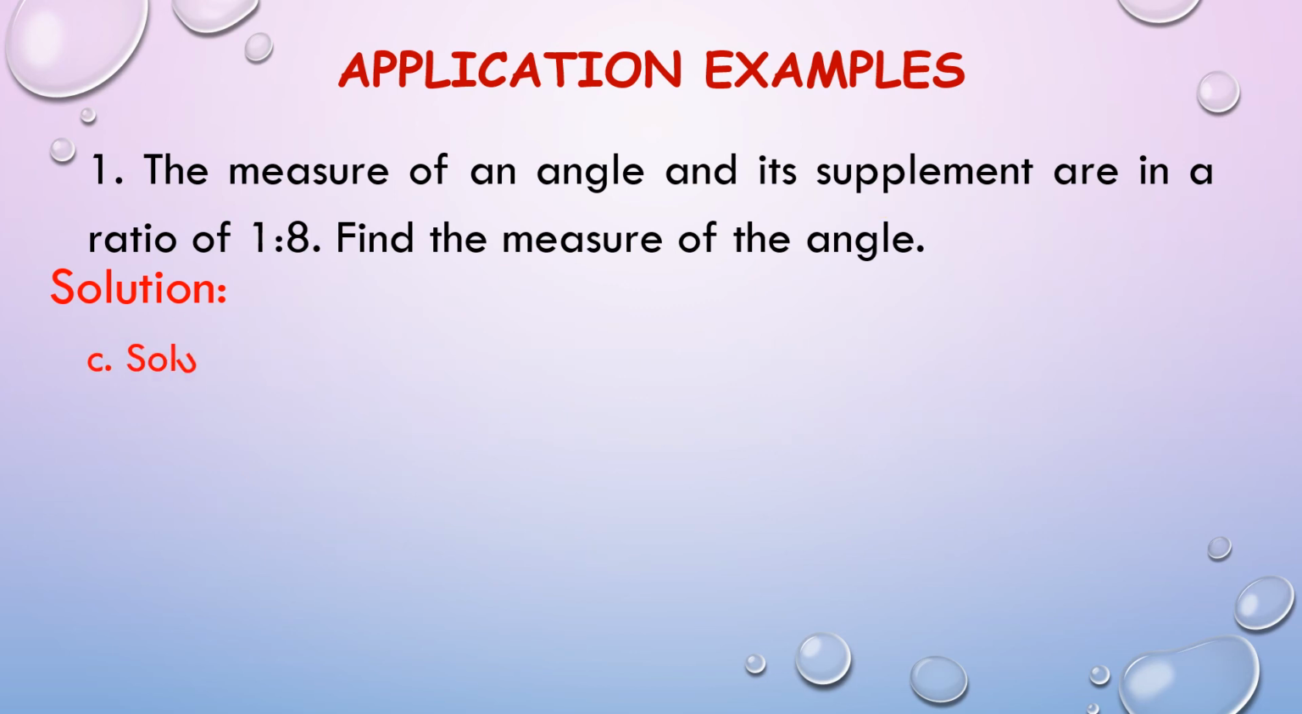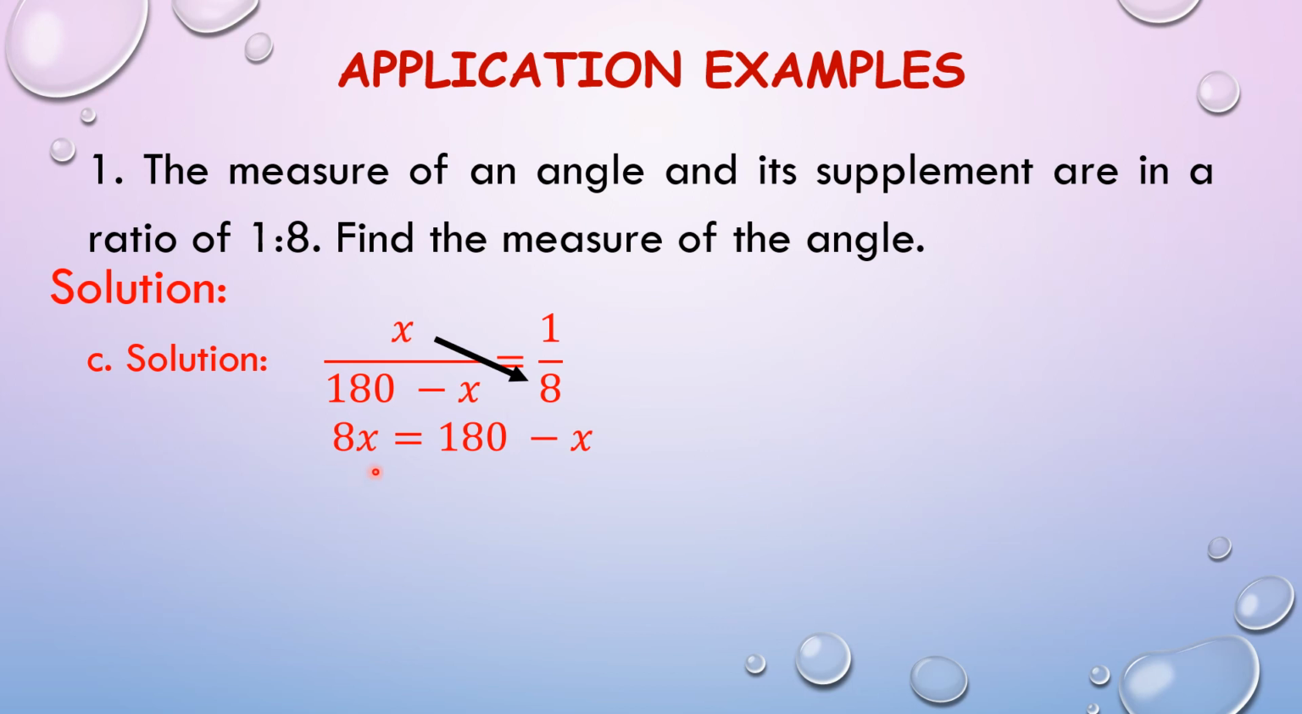Okay, next step is the solution. Here is our equation. And how did we get 8x equals 180 minus x? That is from cross multiplying: 1 times 8 is 8x, and then 1 times 180 is 180, and 1 times negative x is negative x.